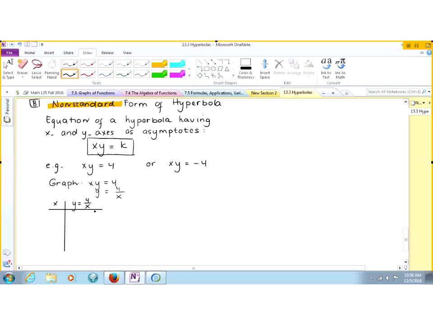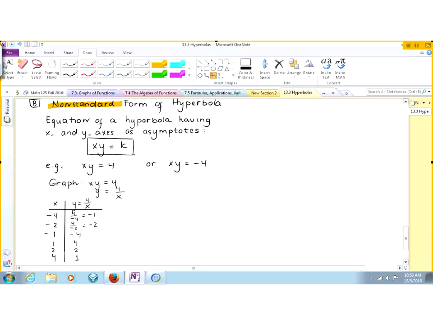What x can I choose? Negative 4, right? Negative 2, negative 1. What about 0? 4 divided by 0 is undefined, so you can't do 0. So it's just negative 4, negative 2, negative 1. 4 divided by negative 4 is negative 1. 4 divided by negative 2 is negative 2. And then this is negative 4. And 4, 2, 1, isn't it?